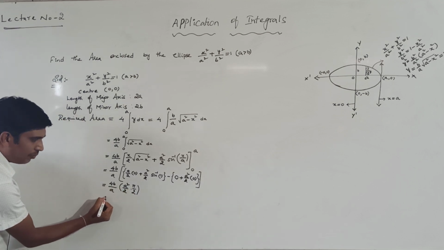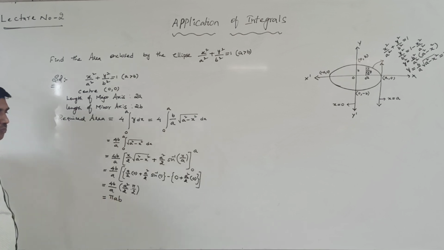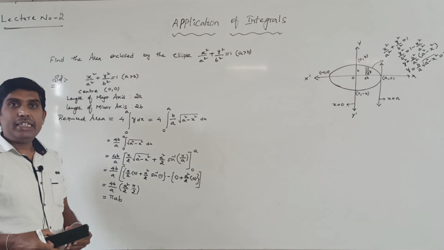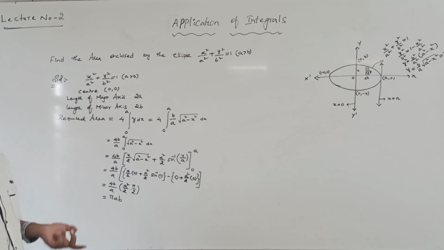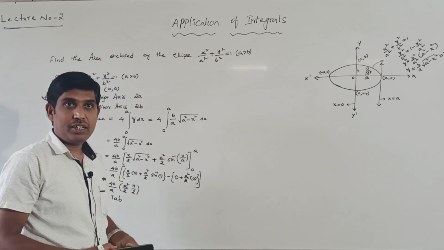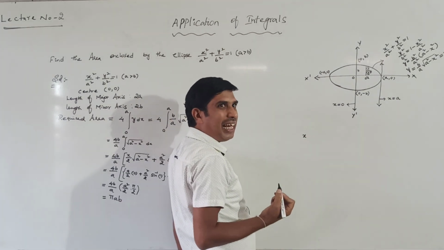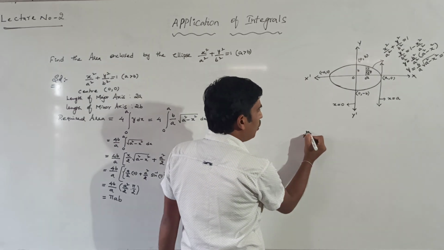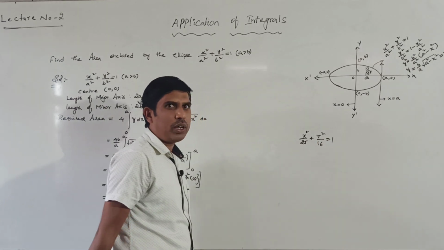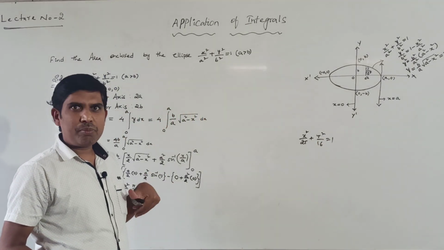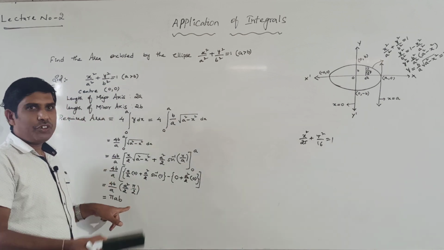Now if you simplify this one, we will get pi ab. So that is the area of an ellipse. Whenever an ellipse equation is given in the objective CET paper, sometimes they ask, in the previous papers, if you want you can observe. Suppose one ellipse equation is given, x square by 25 plus y square by 16 is equal to 1. What is the area of that ellipse? If you know the formula properly, then it is easy to apply.